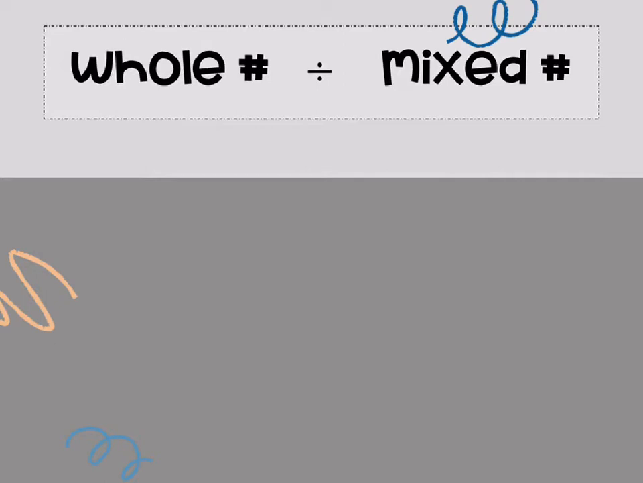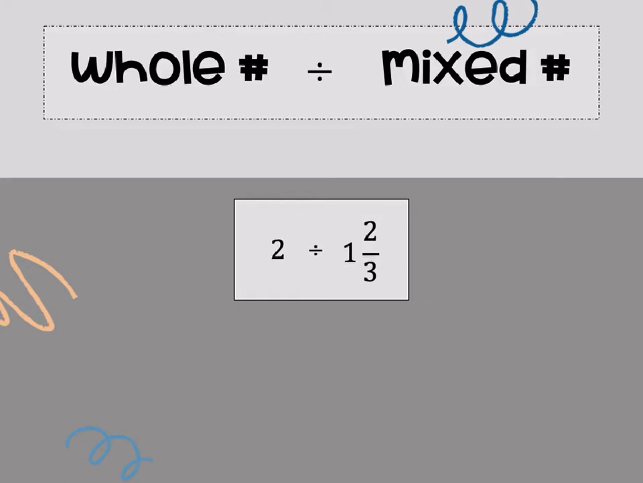In this lesson, we are going to learn about how to divide a whole number by a mixed number. Notice that you have a whole number and you also have a mixed number. A whole number is just a number all by itself, and a mixed number is a number with a whole number and a fraction. Like this example right here, you have 2, you have your division sign because that is what we are doing, and you have your mixed number.